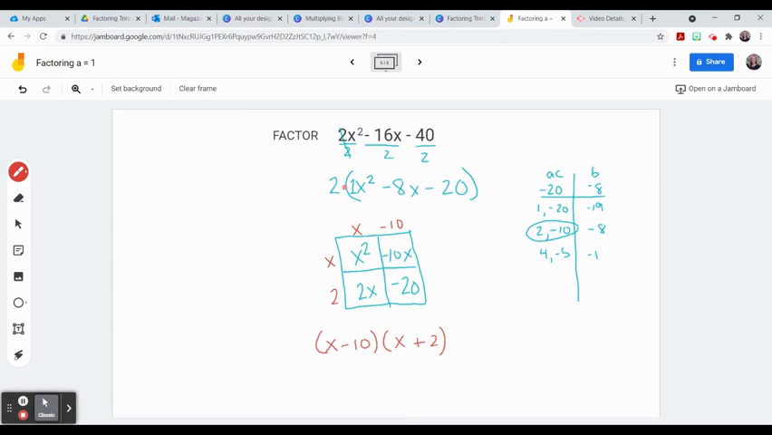And we can't forget that this 2 we pulled out as the GCF. So if I just had to factor, I am done. If I had to solve, again, I would put each one of these equal to 0 and solve.